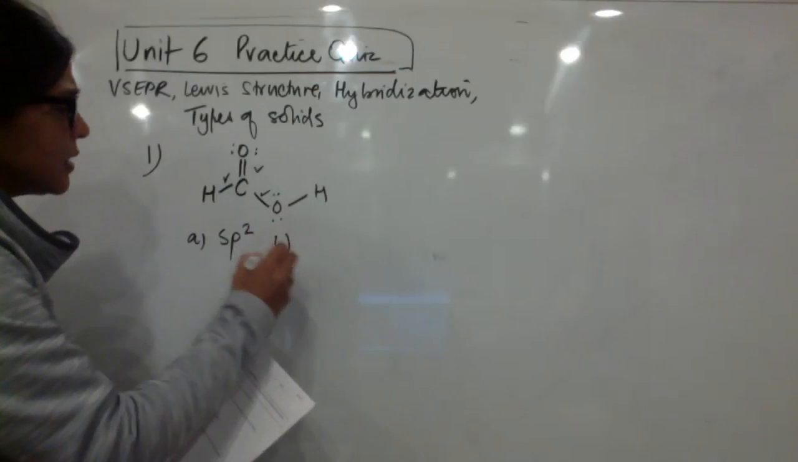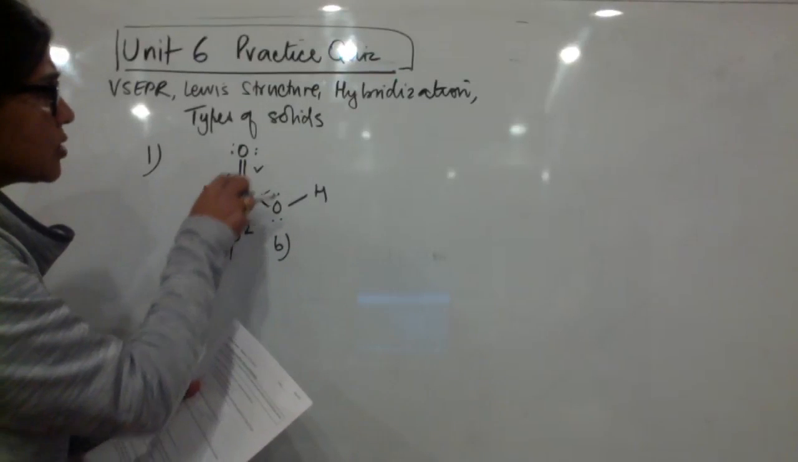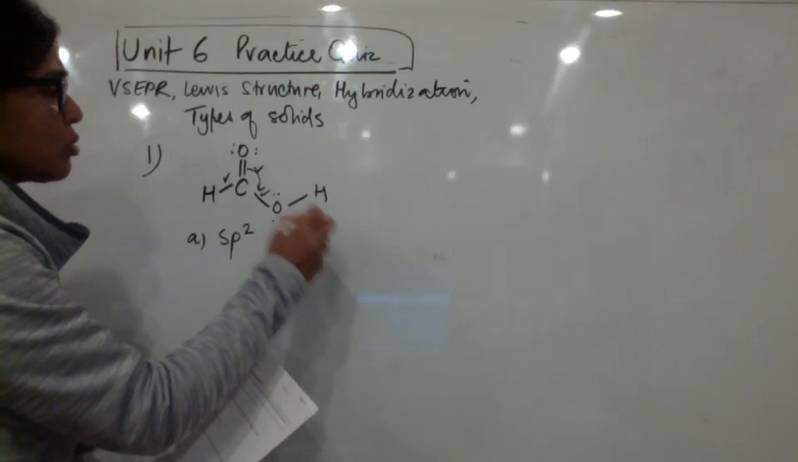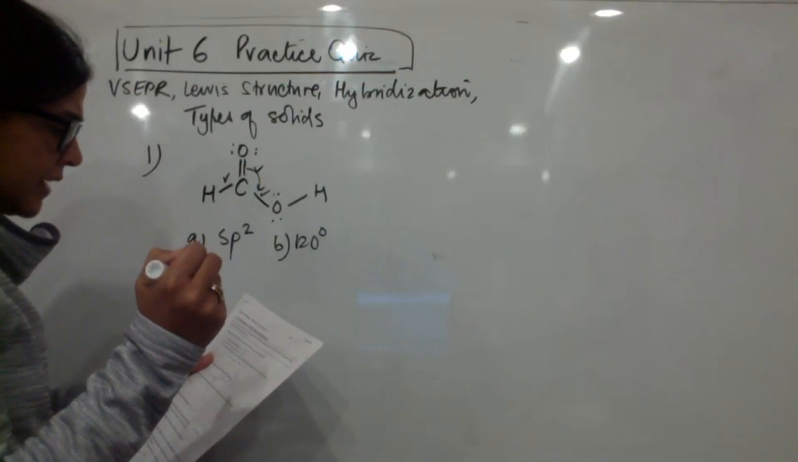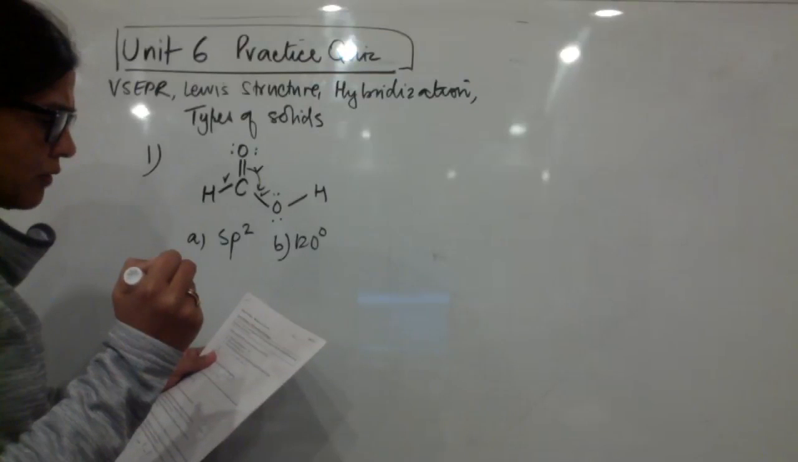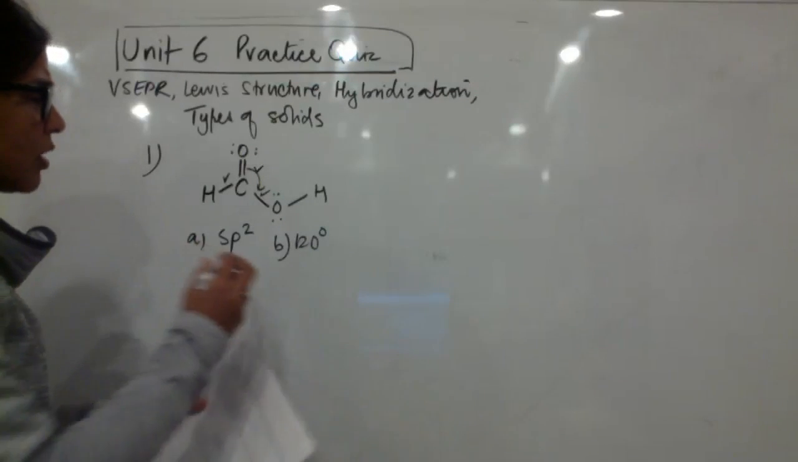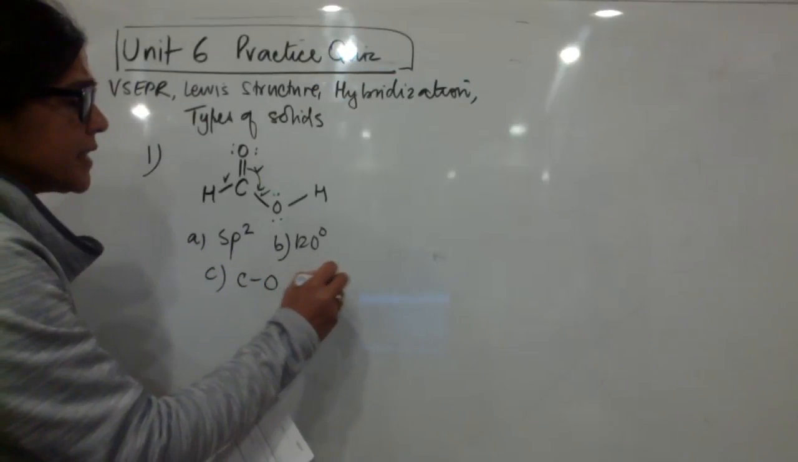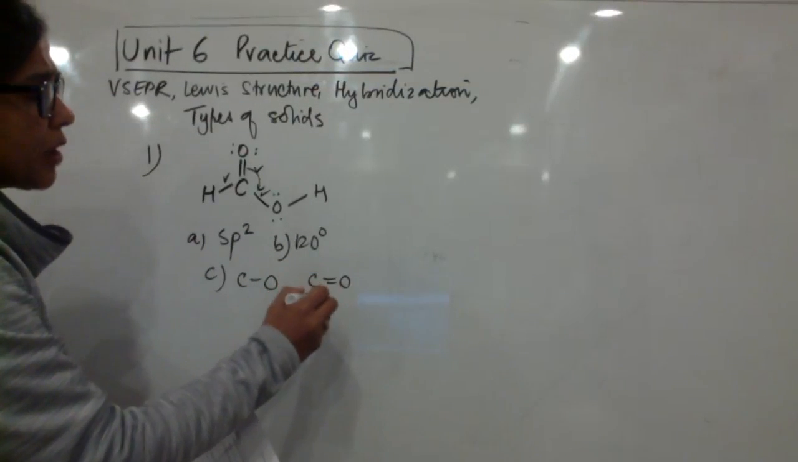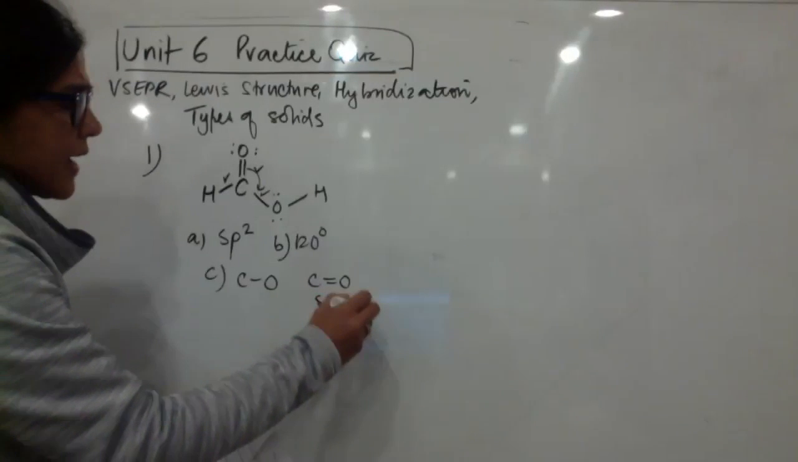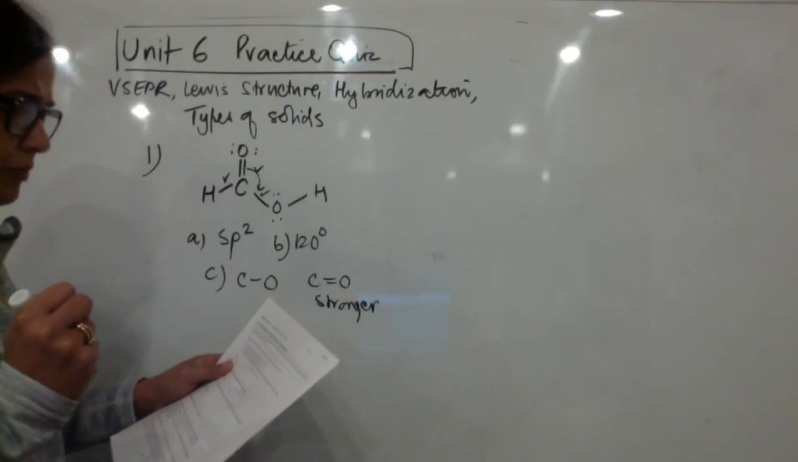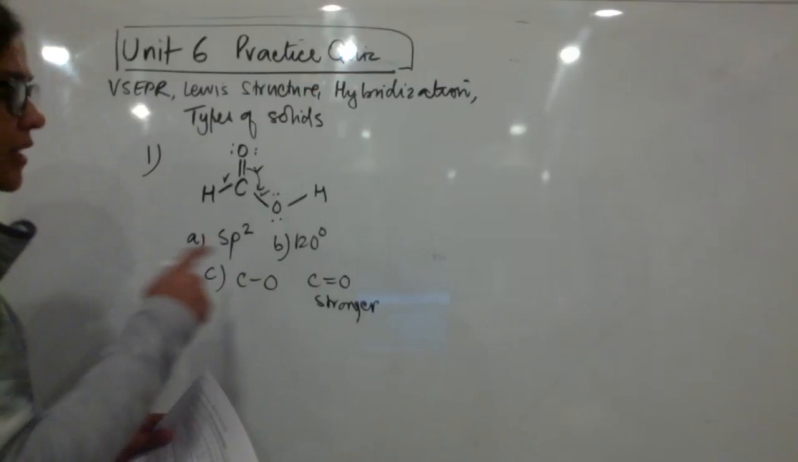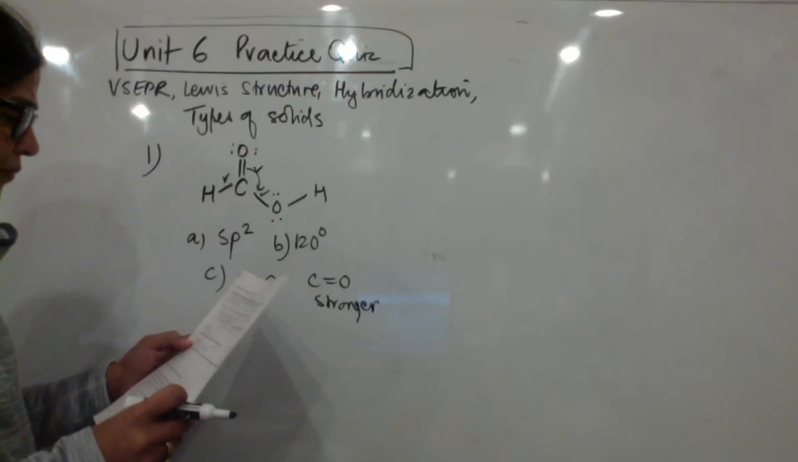What is the bond angle around carbon? The bond angle here is 120 degrees. And then they say, given the following structural formula, compare the relative strength of the C single bond O and the C double bond O. C double bond O is stronger as compared to C single bond O. And as a side, remember C double bond O is shorter in length than C single bond O.